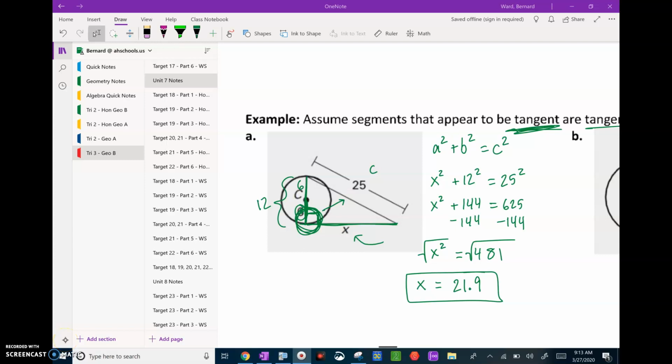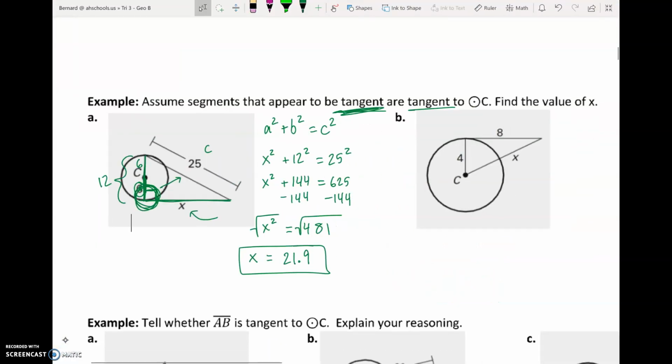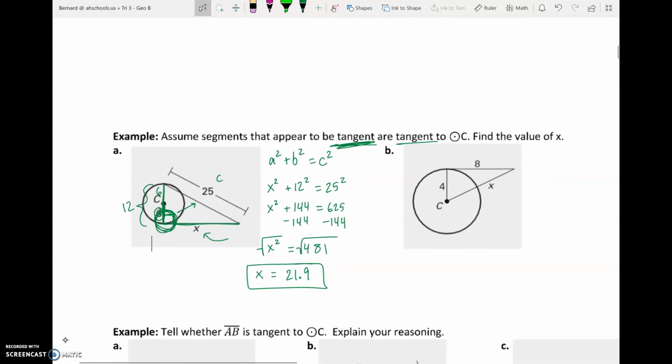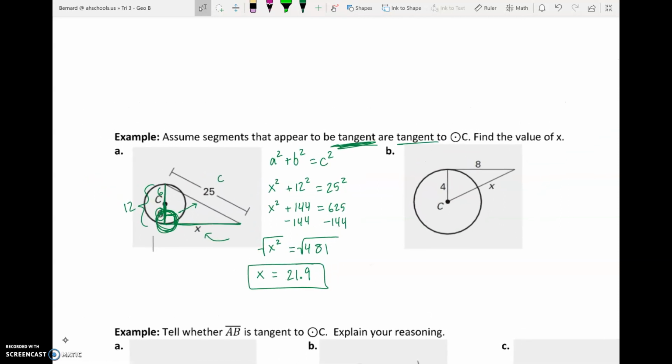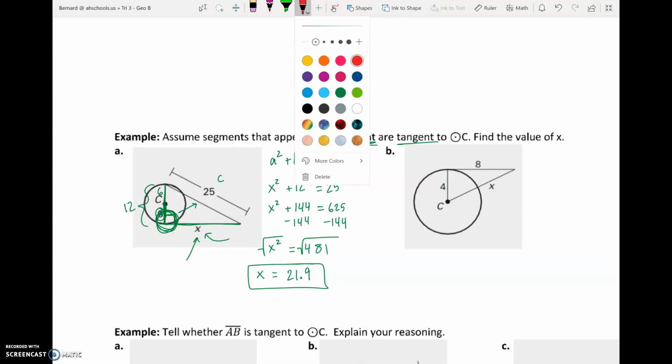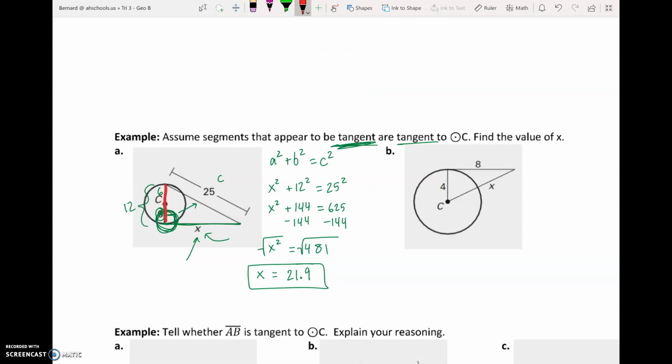All right, welcome back. So we just finished up problem example A here. And remember, what we were trying to do was decide what x was in this situation. And remember, x in this picture is just the side length of a triangle. I'll highlight that triangle because it got messy. It's just the side length of a triangle.